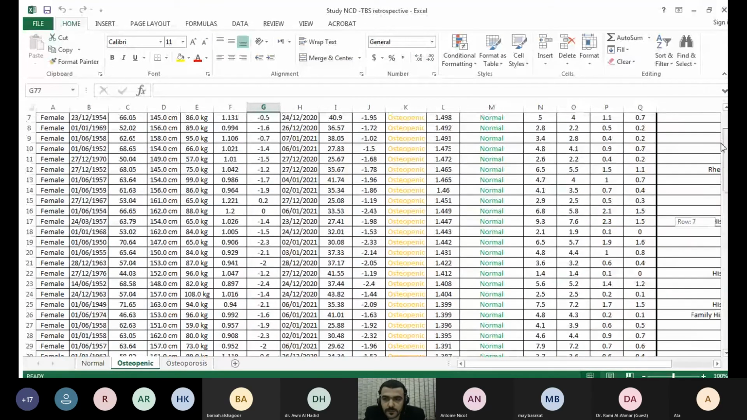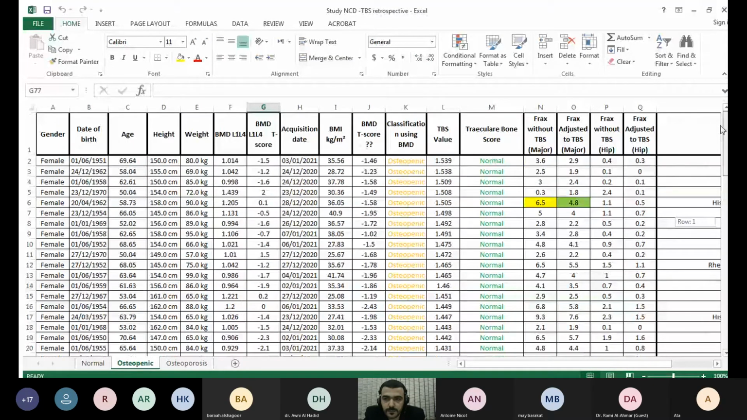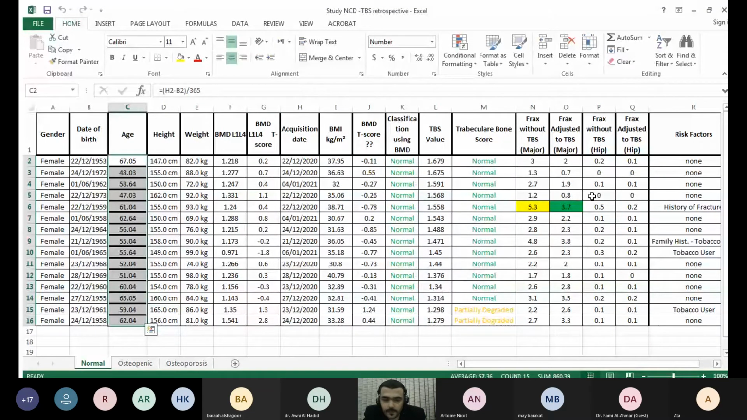So, okay, this is a different one. Also same examples, where here we are talking about a patient that has a good TBS. That's why his FRAX decreased.